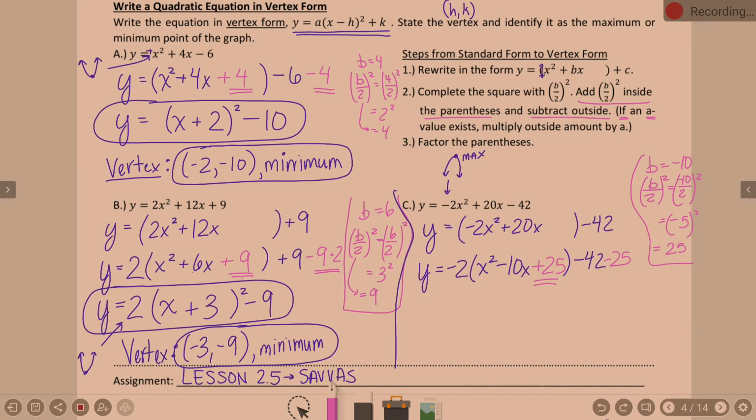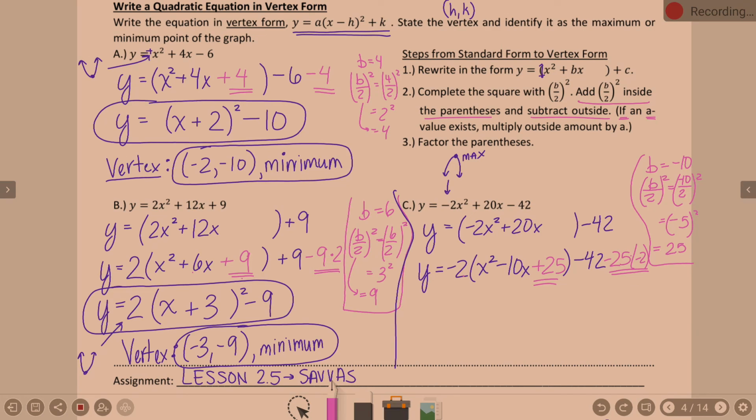What's the catch? Multiply by -2. No, right here. This 25 I'm subtracting, is it just a 25? No. It's going to end up being positive 50, because we have to take this 25 that I added here and multiply it by -2. If there's an A value, you multiply by it. Did I misunderstand you, Tanner? Yeah. Okay, sorry. Thank you, I appreciate it. So I'm subtracting that 25, but I have to multiply it by -2 as well.